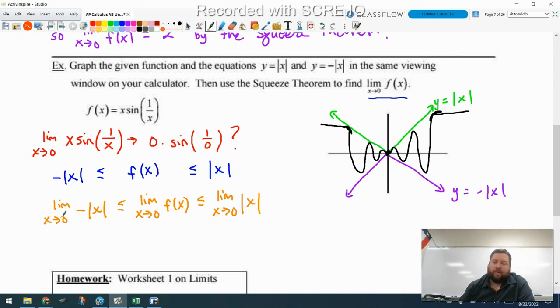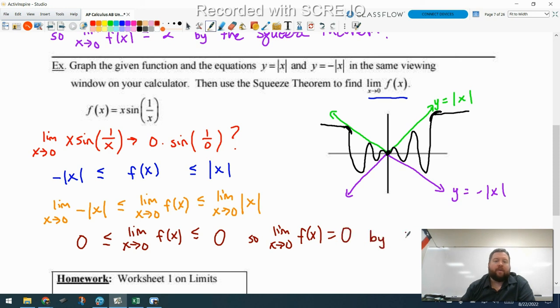This limit we should be able to solve. Direct substitution, that is equal to 0. This limit we can't solve, as we showed up here. And then this limit, direct substitution, is equal to 0. So the limit as x approaches 0 of f of x is equal to 0 by the squeeze theorem.